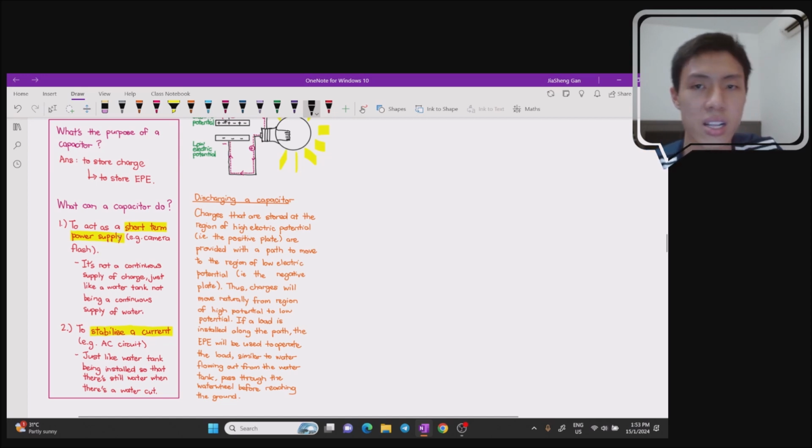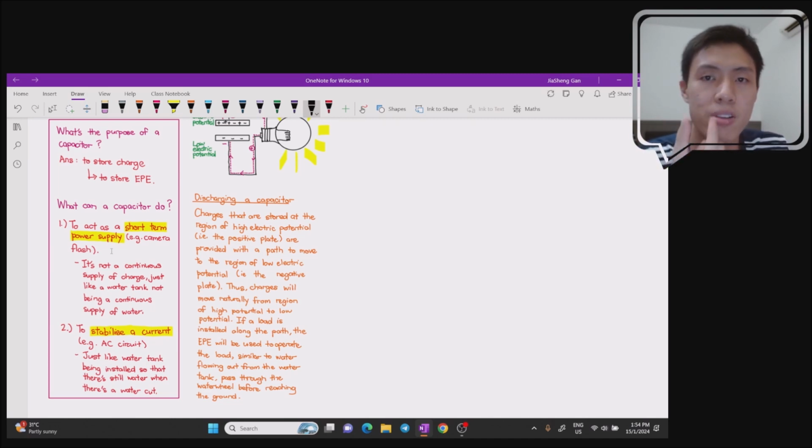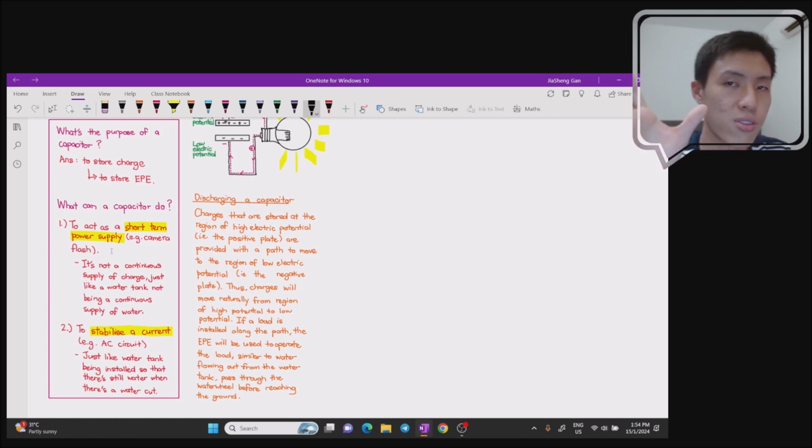Traditionally, in old times, capacitors were used in camera flash, because if you have a flash camera and you take a picture, the flash only happens for a very short amount of time. It flashes, then it dims off, and that's it, no more. A capacitor is suitable in those situations because the flash only happens within a short amount of time, and it's just a finite amount of energy that you need. You don't need to keep flashing continuously. That's not the purpose of the flash. It only flashes for a short while.